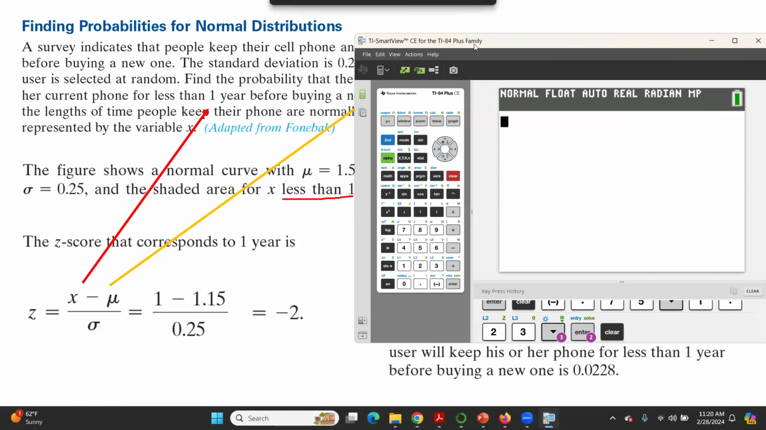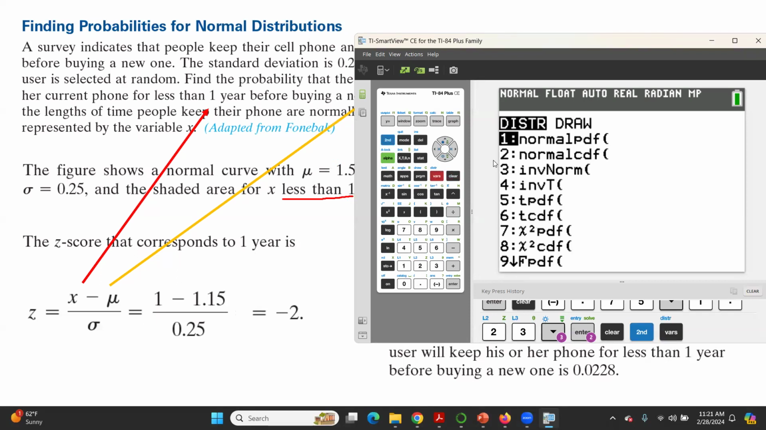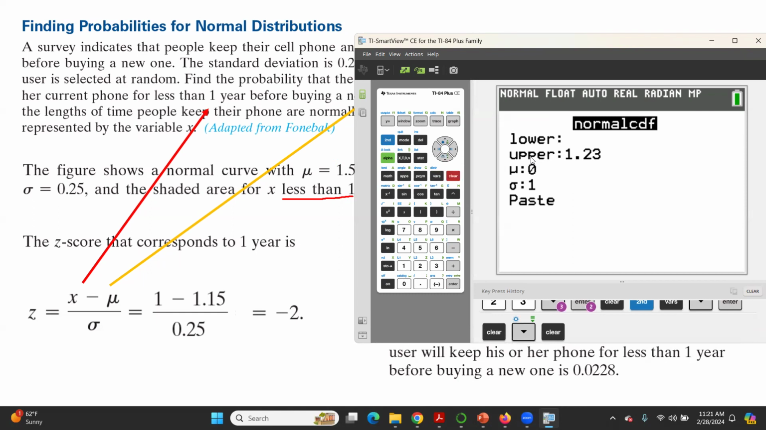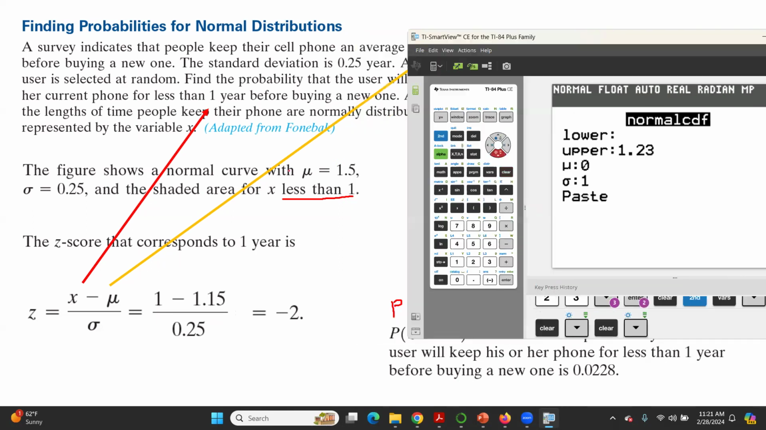In using our calculator, we're going to go to second, vars, and find normal CDF. First, I'm going to show you how to use your x, then use your z. When you're dealing with x, question says x is less than 1. So less than 1, any number less than 1 is going to be 0, -1, -2, -3, -4. So for simplicity, we're going to use -100, for example. The upper bound is 1 year.